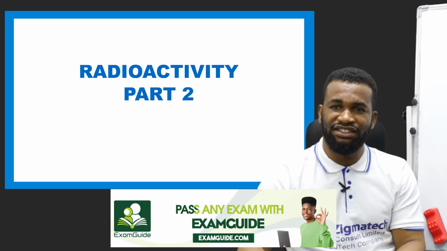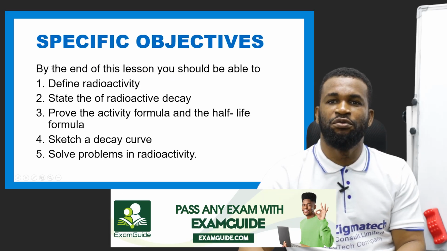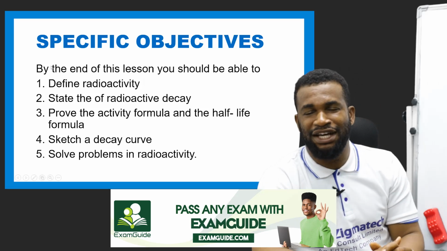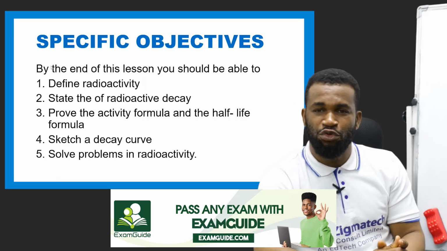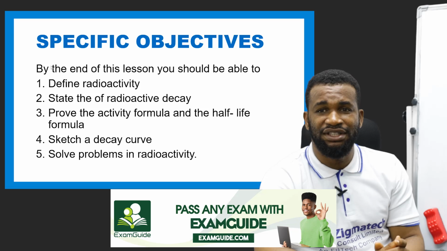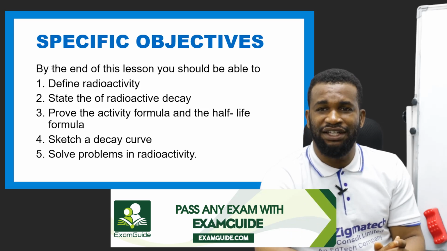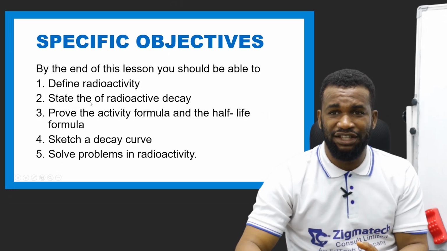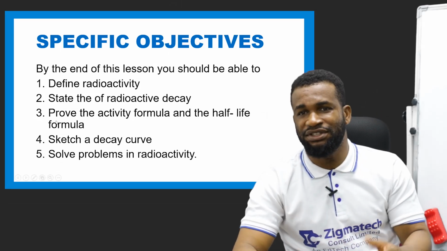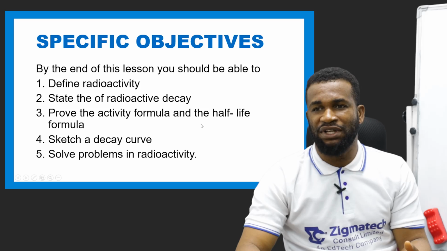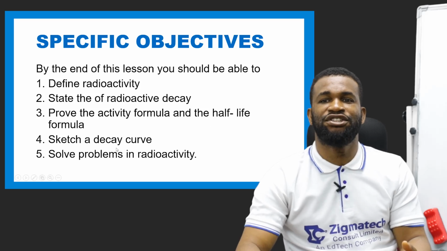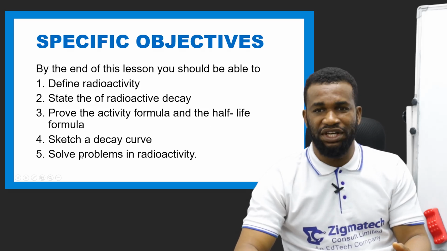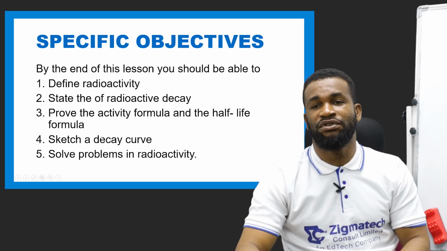When we talk about radioactivity, but before then, let's look at our specific objectives. You have to define radioactivity, then state the radioactive decay law, prove the activity formula and the half-life formula, sketch a curve of decay, and solve a few problems on radioactivity.